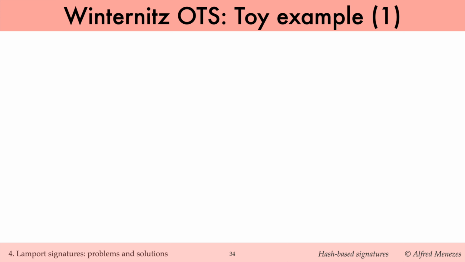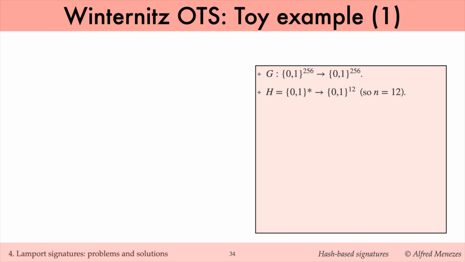Here's a toy example of the Winternitz OTS that will illustrate the main ideas. Let G be a pre-image resistant hash function, and let H be a 12-bit hash function. The small size of H's hash values is what makes this a toy example. You should imagine that H is a 256-bit hash function and is collision resistant. The Winternitz parameter is set to w equals 2.